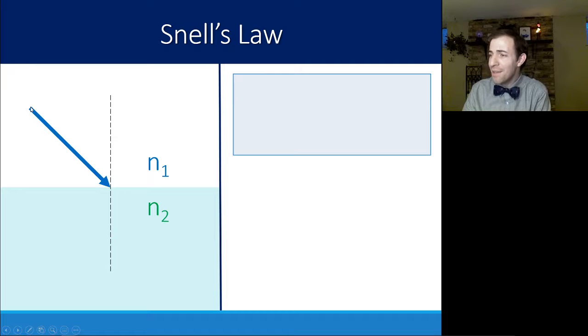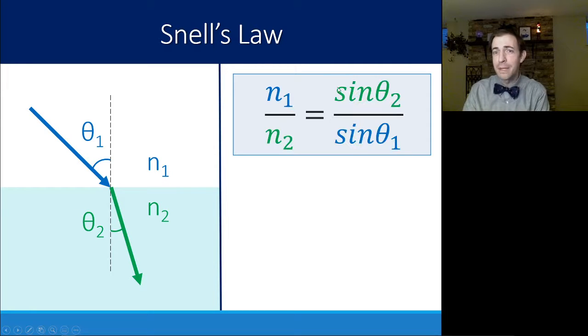Now, we have a ray of light that comes in like this, and it's going to bend either down or to the side. In this case, I'll draw it down, but it could go either way. And we're going to define these two rays based on their angle to the normal line. We'll call that theta 1 and theta 2. That gives us four different quantities here that are mathematically related like this. n1 over n2 is equal to the sine of theta 2 over the sine of theta 1. This relationship is known as Snell's law.